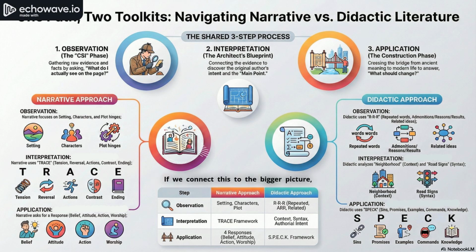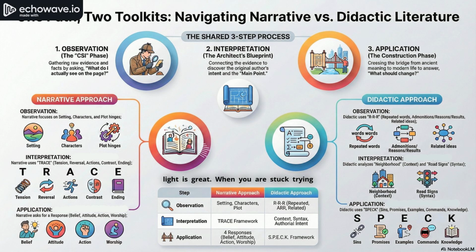If we connect this to the bigger picture, preventing that interpretive narcissism requires a relentless pursuit of authorial intent. Yes, we have to discover what the original author actually meant to communicate to the original audience in their specific historical context before we dare ask what it means for us today. The sources actually provide a highly practical traffic light tool for when we get stuck trying to find that authorial intent, just to keep us grounded in the text itself.